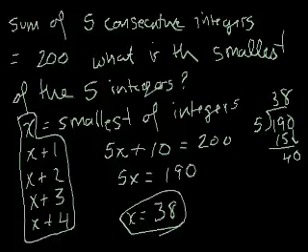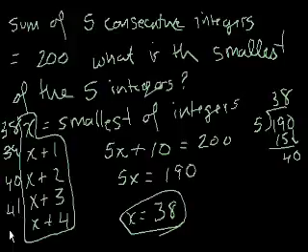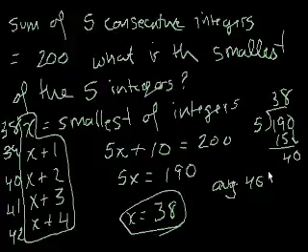Now, what if I were to ask you, what is the average of the 5 consecutive numbers? Well, now there's 2 ways of doing this. Now that we already know that x is 38, the other numbers are 38, 39, 40, 41, 42. We could just average these 5 numbers: 38 plus 39 plus 40 plus 41 plus 42. But I don't even have to do the math. We already know they sum up to 200, and then we divide the sum by 5, because there are 5 numbers. So the average is 40.